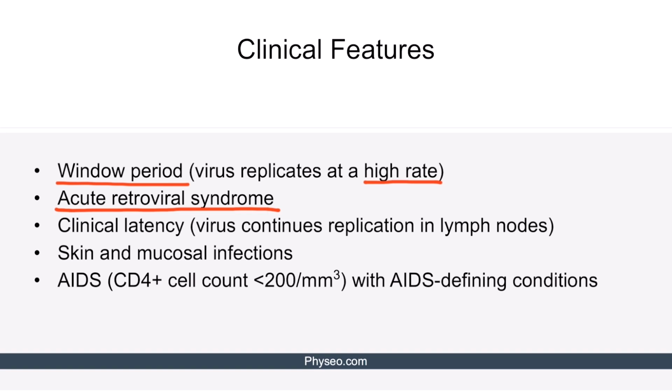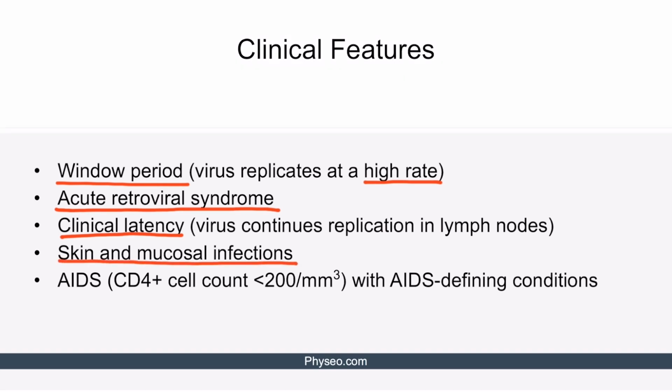Now, once the acute retroviral syndrome resolves, the period of clinical latency begins. During this period, the patient is asymptomatic. However, the virus continues replication in the lymph nodes. Once the plasma concentration of HIV RNA reaches a significant amount, the patient starts experiencing skin and mucosal infections, such as oral thrush.